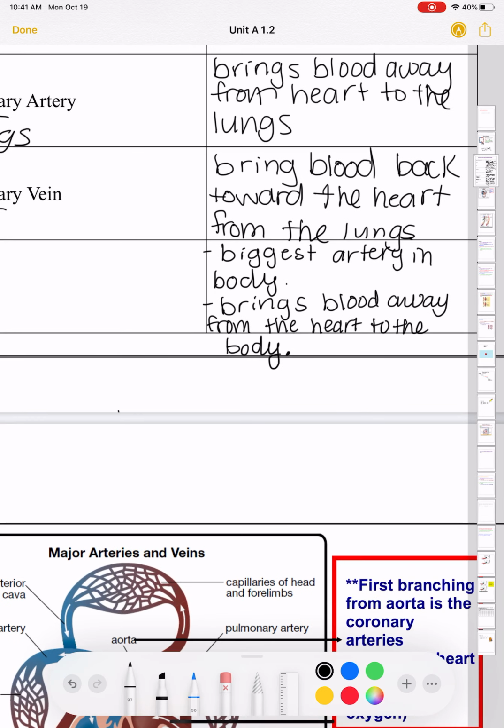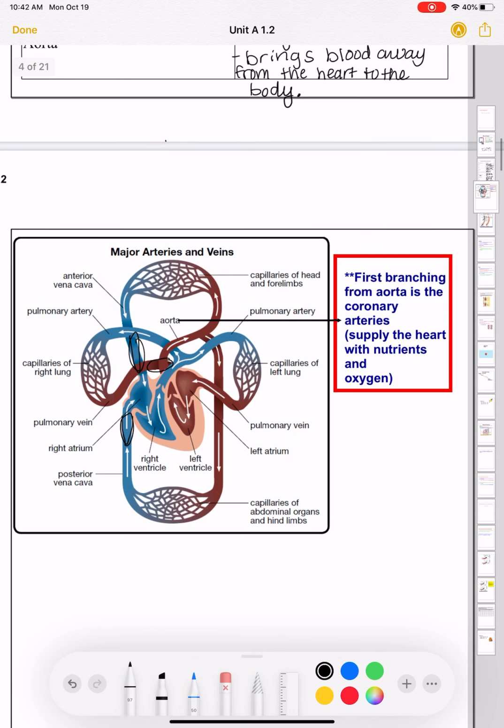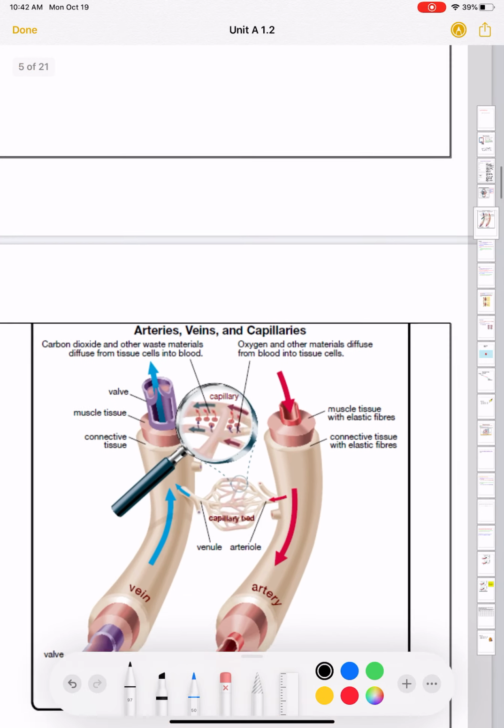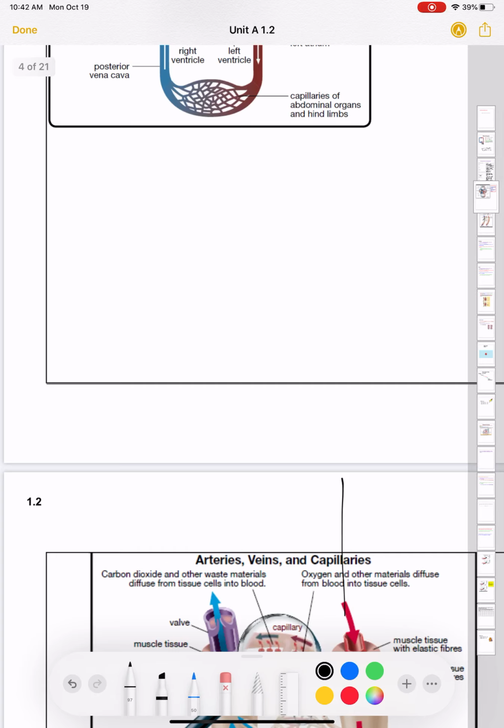Okay. So those are a bunch of heart terms, and those are definitely ones that you will need to know as we move along. Here's a picture of the major arteries and veins. It says first branching from the aorta is the coronary artery. This supplies the heart with nutrients and oxygen. That's one we didn't talk about so far, but if we have a picture of it later, I will explain that.